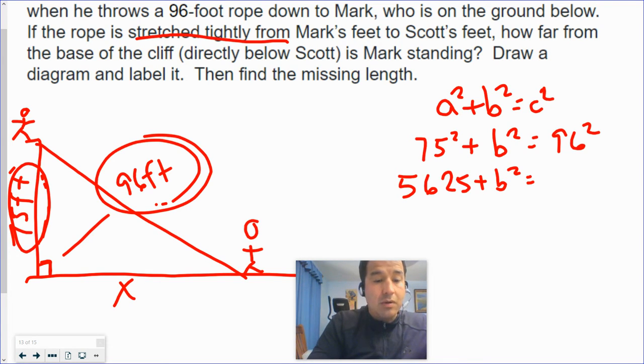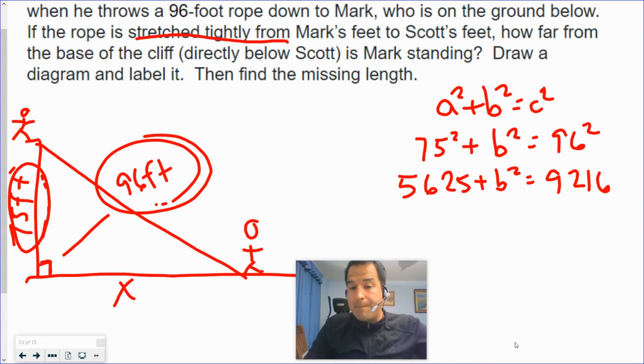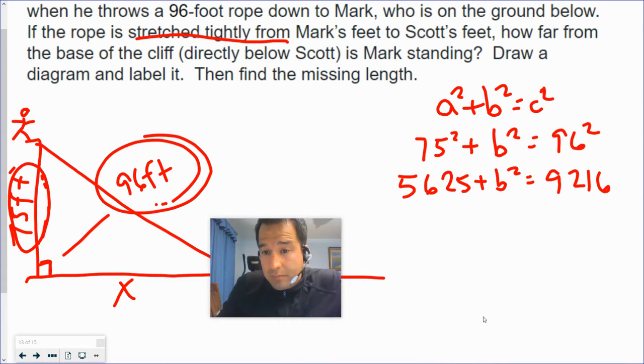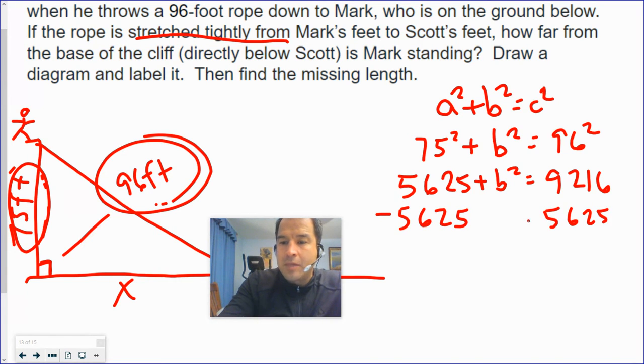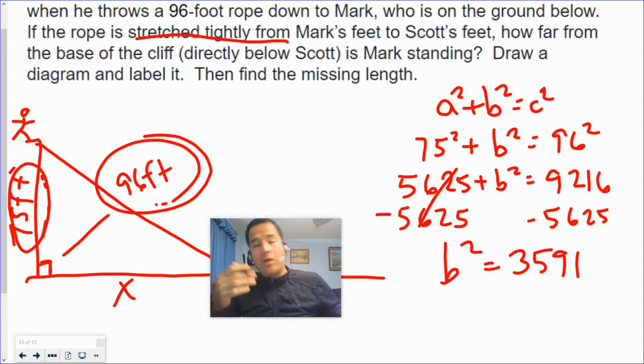That's going to be a huge number. Well, not as big as I thought. 9,216. Now, think algebraically. How do I solve this problem? Well, to get the B alone, first thing I do is subtract 5,625 from both sides. So I subtract that. That cancels it out. And 9,216 minus 5,625. So B squared equals 3,591.